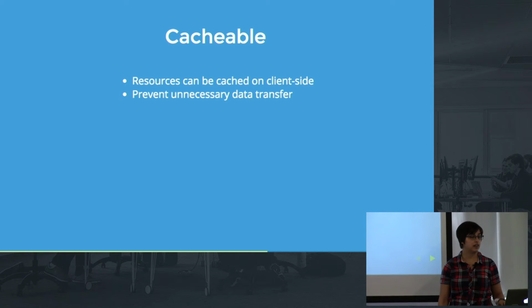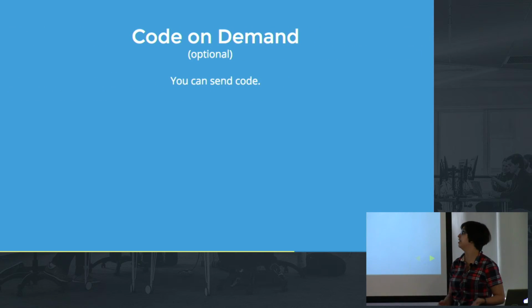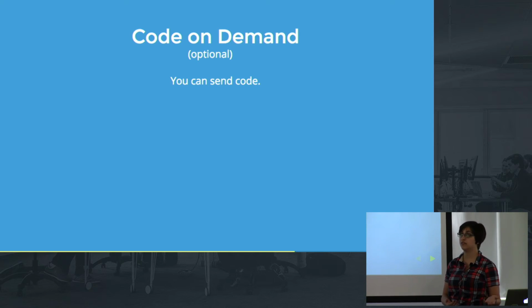And then the last one is the optional code on demand, which is just that you can send code, right? When we're talking about a RESTful API, we're not sending code. We're sending JSON, maybe XML. But when we send a website, we might want to send some client-side JavaScript that's going to execute on the client. This allows us to extend the functionality of the application without the user having to download anything.